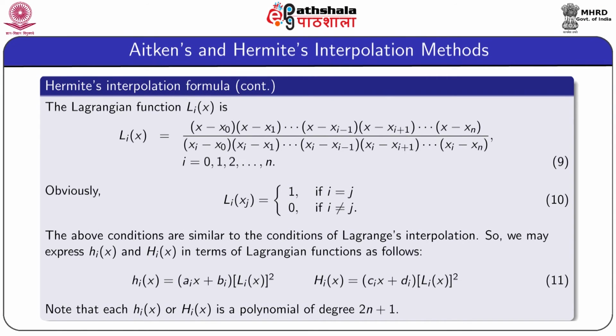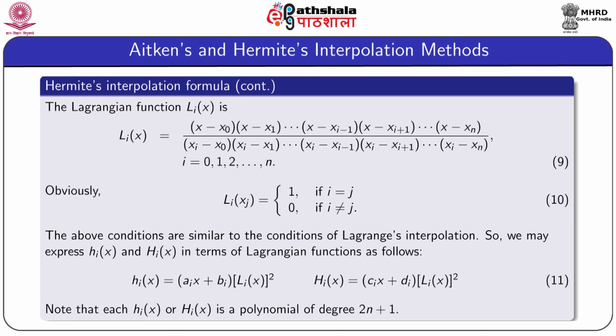So, these conditions are similar to the conditions which are applied for the Lagrangian function. The Lagrangian function L_i(x) is defined by L_i(x) equal to (x minus x_0) up to (x minus x_n), except the factor (x minus x_i), whole divided by (x_i minus x_0) to (x_i minus x_n), except the factor (x_i minus x_i), and this is true for i equal to 0 to n. Obviously, L_i(x_j) equal to 1 for the same i and j and equal to 0 for different i and j.